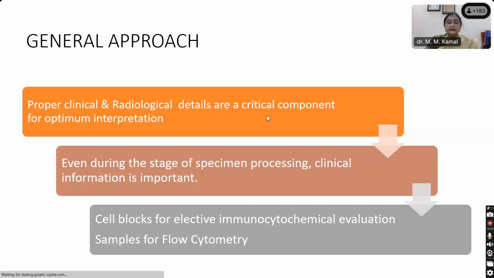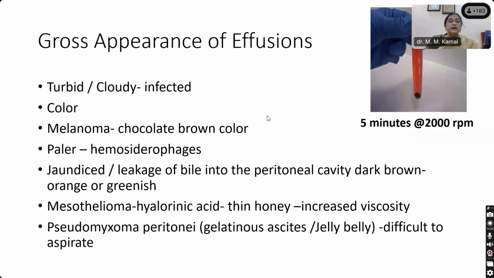The third point has been covered. Yes, read it out, Shakti. Cell blocks for elective immunohistochemical evaluation, samples for flow cytometry. So all these decisions can be taken while you are still processing the sample. Now, if I have to go in very short, whenever the fluid comes to you, now generally I don't know what is the procedure in different medical colleges. It is our attendants who receive the specimens on the windows.